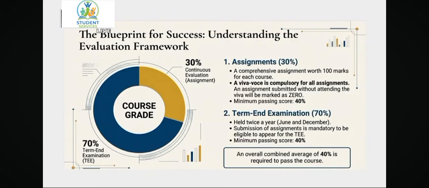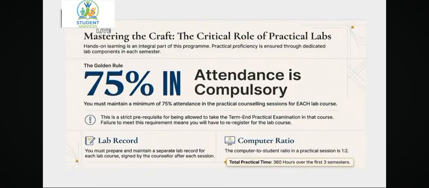Okay. When we talk about practical course evaluation, it also consists of two components. And one more thing I want to tell about the practical courses: 75% attendance is compulsory. If any student fails to achieve 75%, he will not be allowed to appear in the term end practical examination. Again, the lab evaluation consists of two components. One is continuous evaluation, whose weightage is 30%, and another is the term end practical examination.